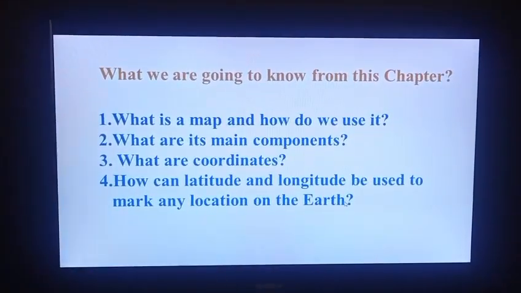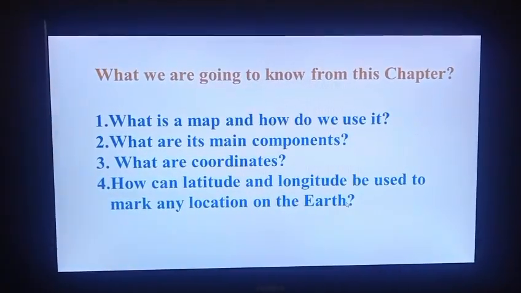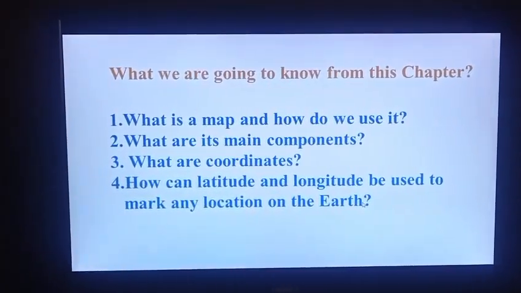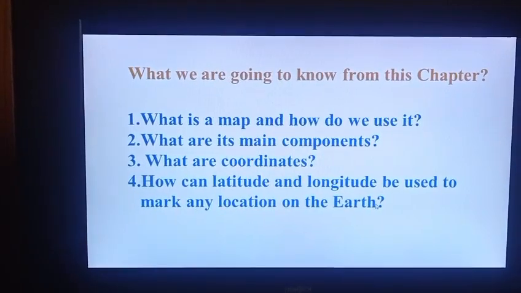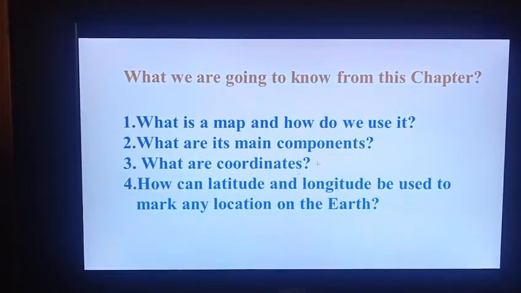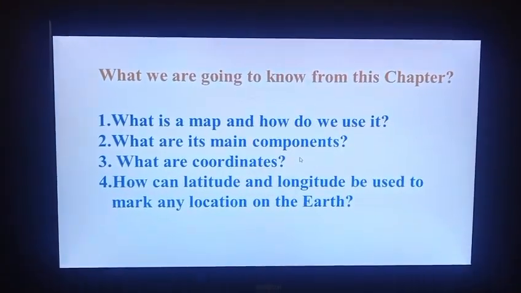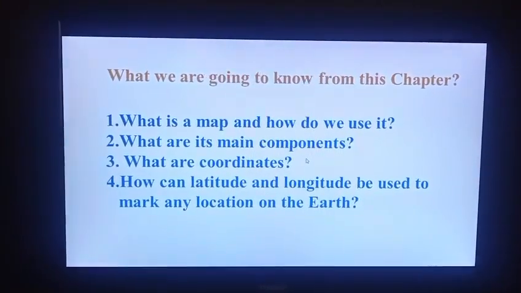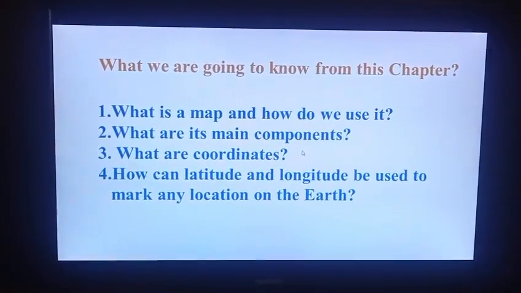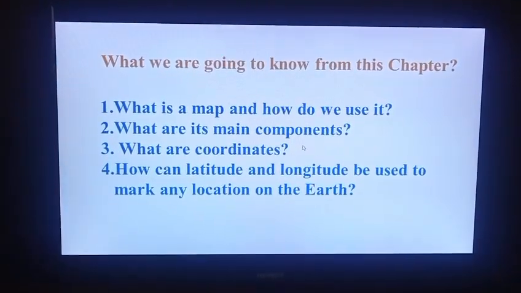Latitude and longitude part, the concept of these two coordinates we have already learned in our previous classes. So these 4 points are the main subject matter from the chapter, but today we are going to know only the portion about map and its uses.